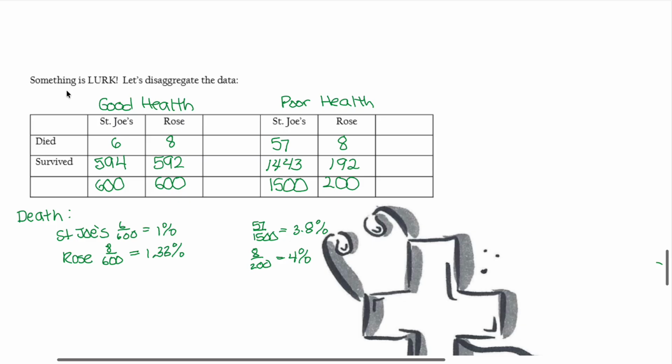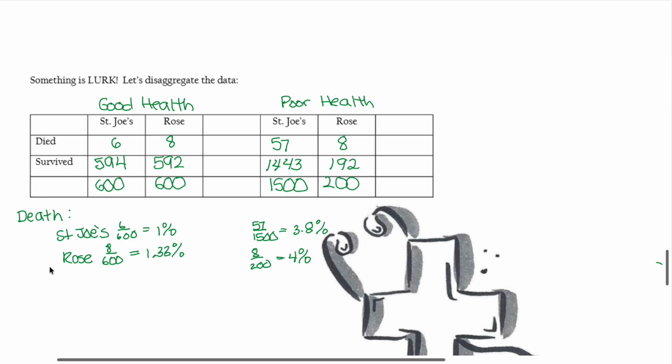So let's disaggregate the data. We're creating a table again, but this time we're dividing the group of patients into two categories: one is the patients with good health, and one is the patients with poor health. Then we use the same method to get the death rate for each hospital.